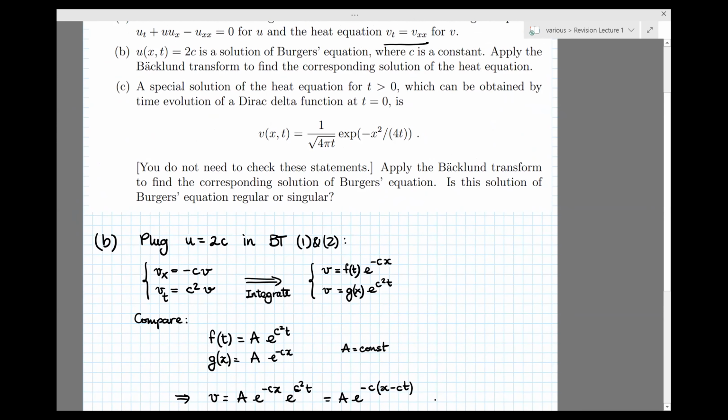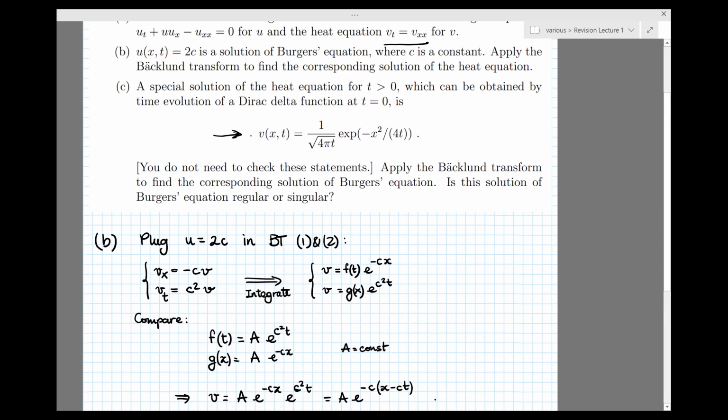Finally, in part C, we're given a special solution of the heat equation for V that is given here, this exponential factor with 1 over square root of t in front. So we don't need to check that this is a solution of the heat equation. We're even told that it can be obtained by time evolution of the Dirac delta function at t equals 0. If you want to check that, that's a nice exercise. But let's take this at face value.